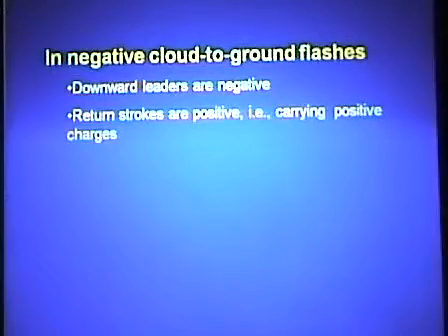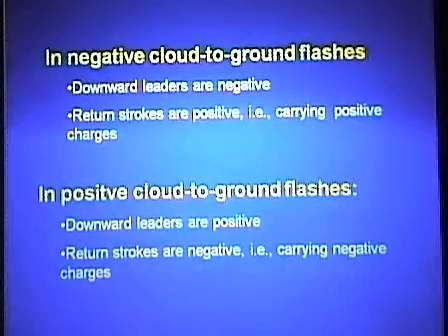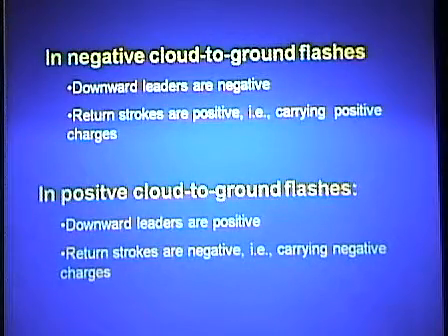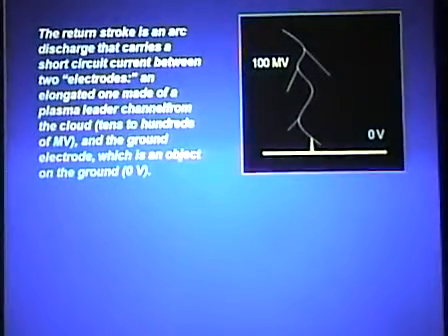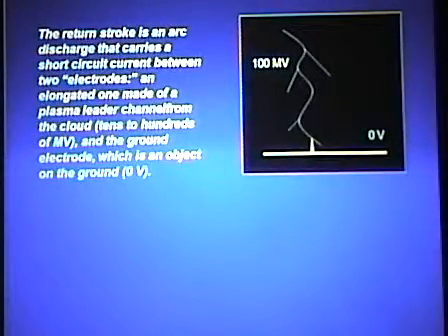So, cloud-to-ground flashes are of two types, depending, by their names, on the polarity of the leader. Negative cloud-to-ground flashes have downward leaders of negative polarity, but return strokes bring positive charge upward. In positive cloud-to-ground flashes, we have downward leaders of positive polarity, but return strokes are negative and carry negative charges upward. So what is the return stroke process?